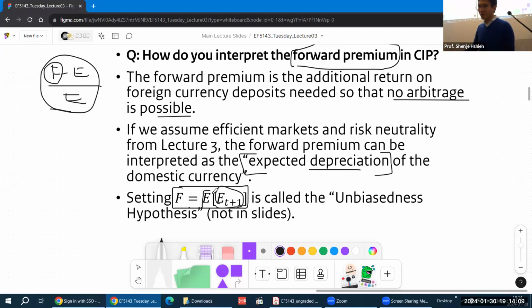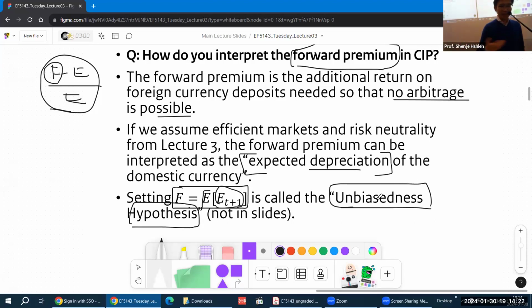So F equals expected value only if we believe that there is unbiasedness in the markets, meaning that information is efficient, essentially, right? If information is efficiently aggregated by the markets, then we can safely say that forward markets are rational and they capture all beliefs, and taking the average will give us some accuracy about what the future spot rate should be. Okay, so that's how you should interpret the forward premium. Okay, something like this, these 2 bullet points.